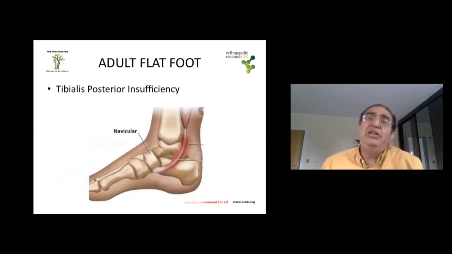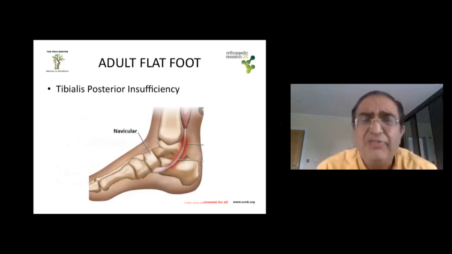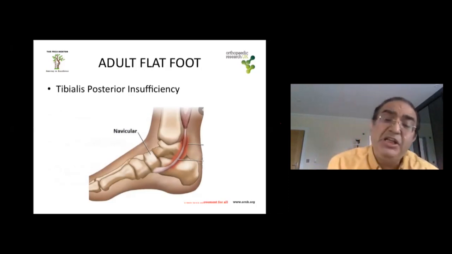Okay, then comes the final topic, the adult flat foot. This is probably the most important topic because it features a lot on the FRCS Orth exam. And that's the tibialis posterior insufficiency.